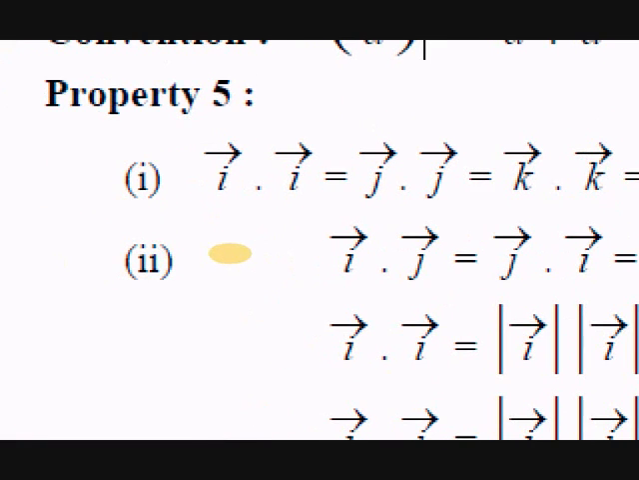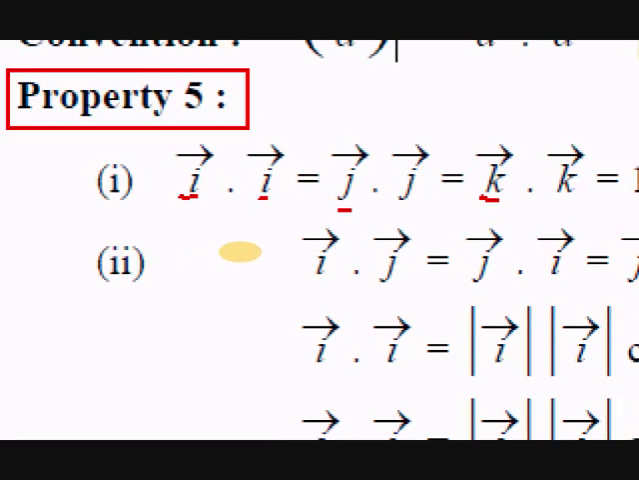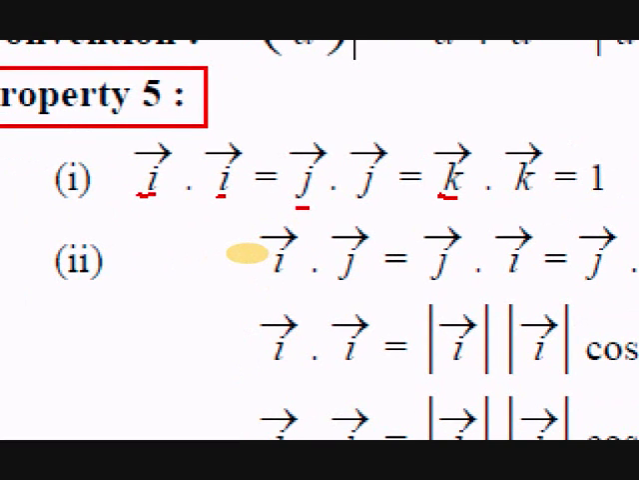Property 5. It's going to be the dot product of unit vectors. What are the unit vectors? i, j, k are unit vectors. We know the dot product of a unit vector with itself equals 1. I'm going to give you a brief intro about what a unit vector is.